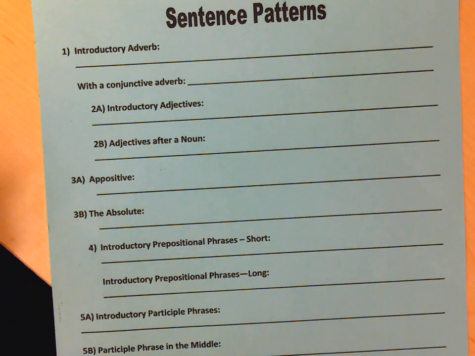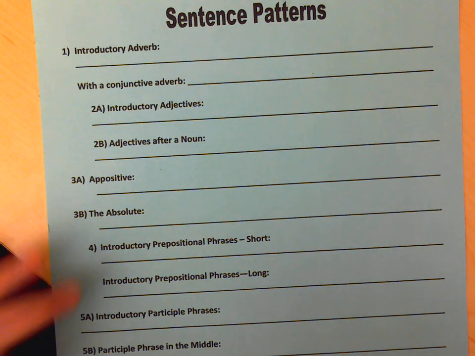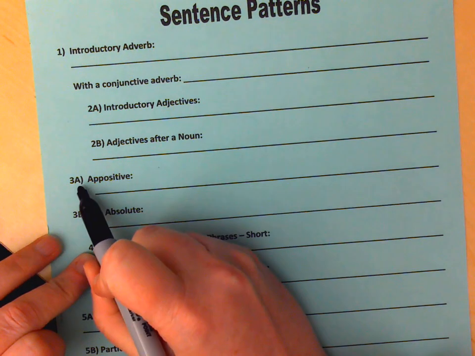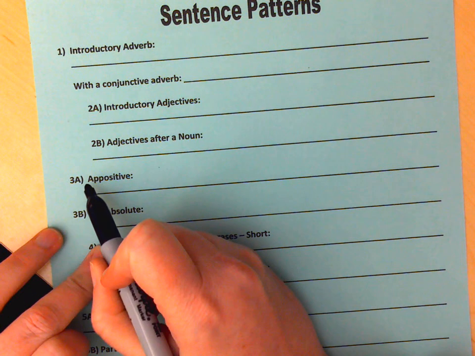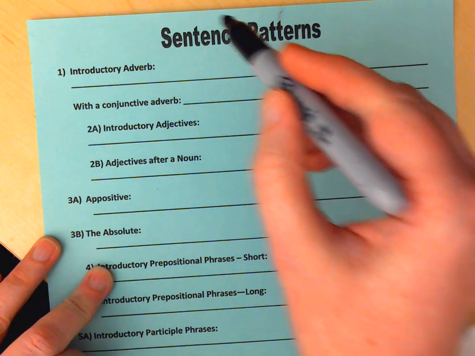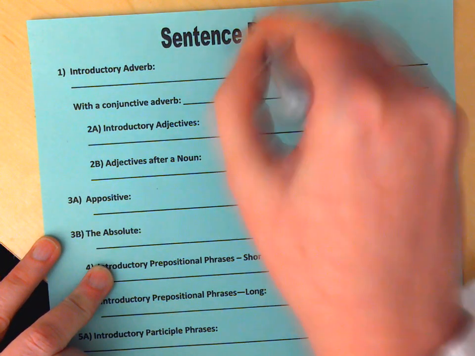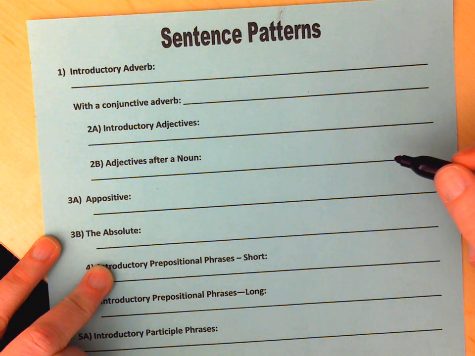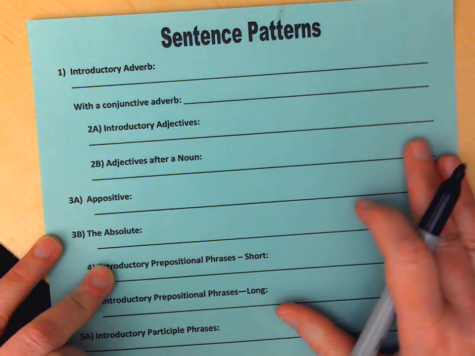Okay, we are going to write down sentences through sentence pattern 3A, the appositive. If you didn't watch my other video, you need to. There will actually be two things that you're supposed to draw up here somewhere if you watch that video. So go back and make sure that that gets done. I'm expecting those two illustrations.